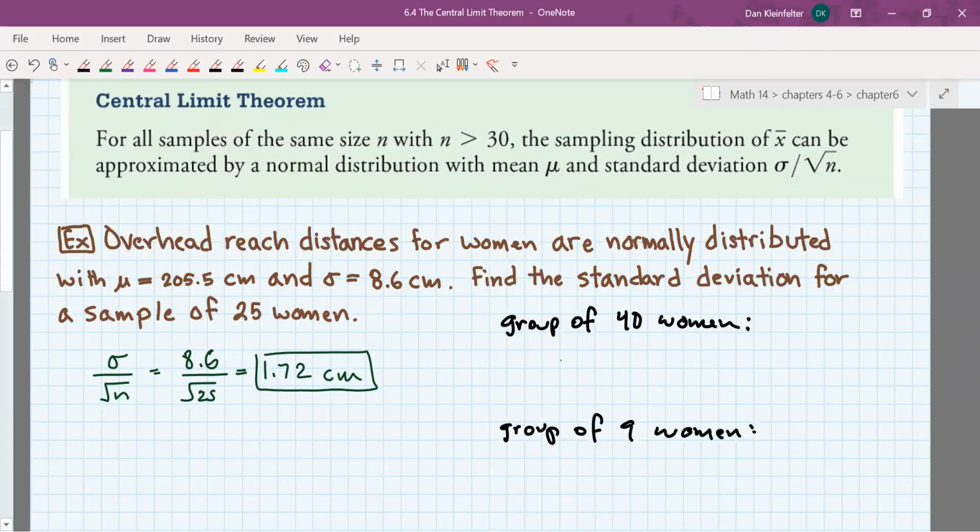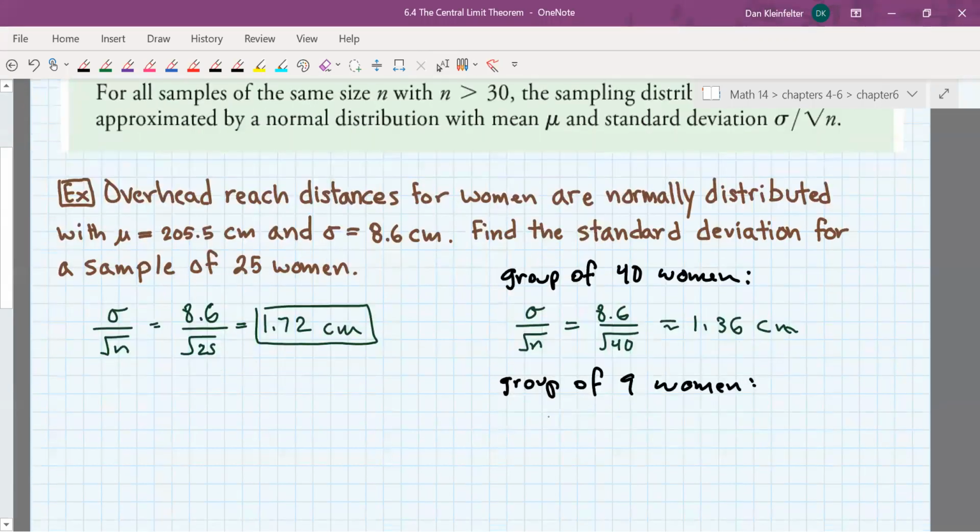If we take a group of 40 women, it will still be sigma over the square root of n, but it'll be 8.6 over now the square root of 40. So let's calculate that. That's about 1.36, and that's still in centimeters. And then let's lastly do that for a group of 9 women. So again, that will be 8.6 over 3. And that's about 2.87 centimeters.